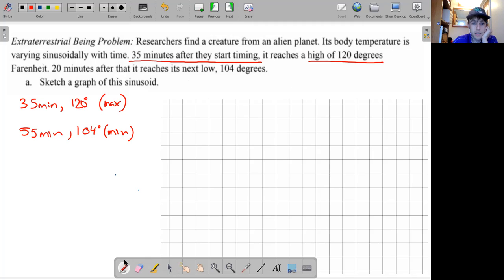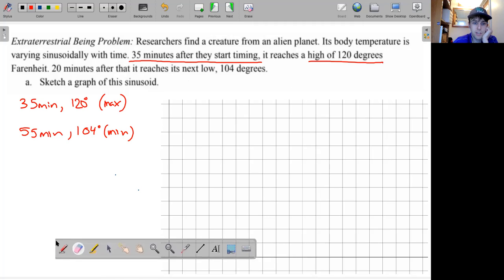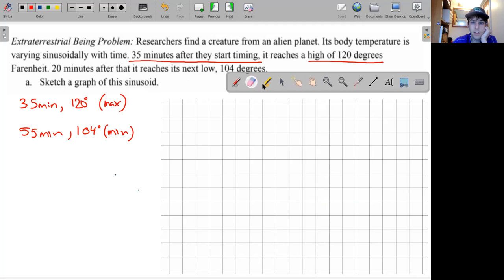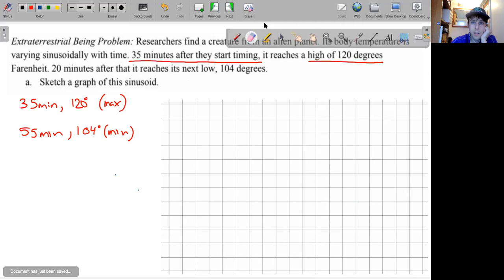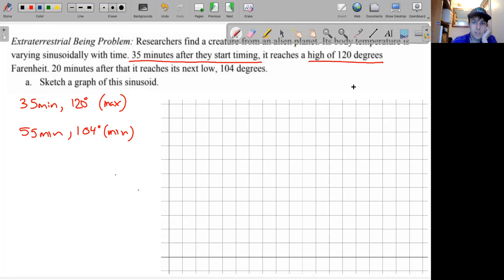So what we need to do here is sketch out a graph and see if we can use this information to figure out particular things, like the period, the phase shift, all that sort of thing. First thing is our axis. Because these numbers are so large and so far away from 0, I'm going to use a broken scale. I'm going to start at 104. Let's see, 106, 8, 10, 12, 14, 16, 18, 20. I can count by twos here, so I'll do that.